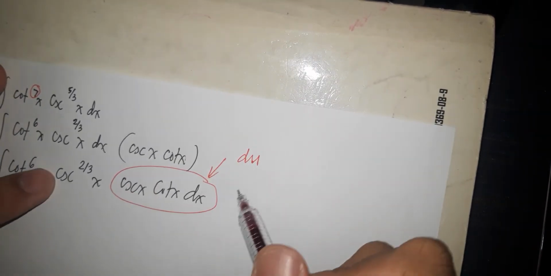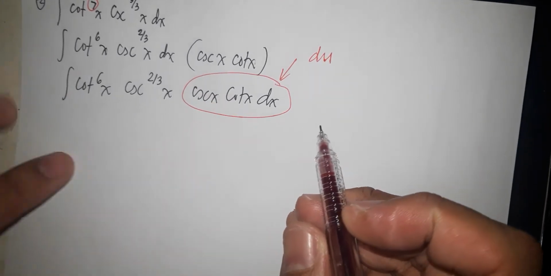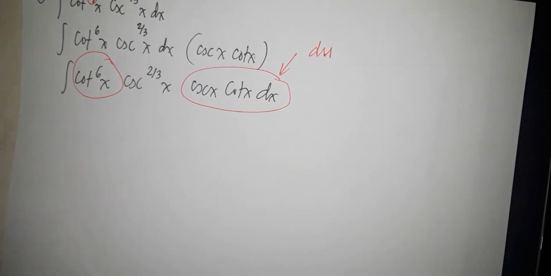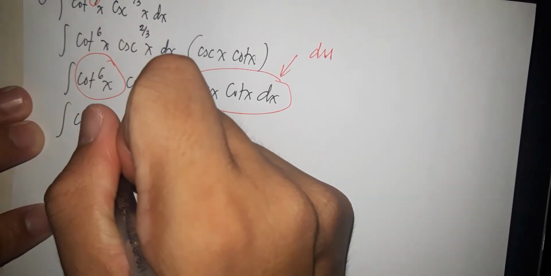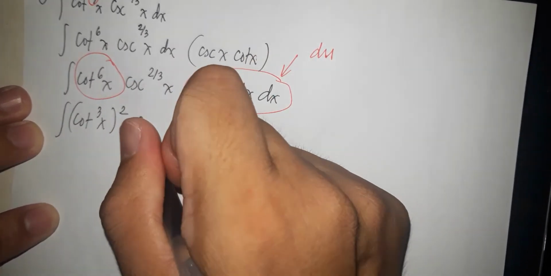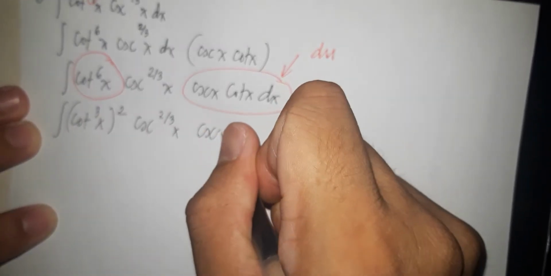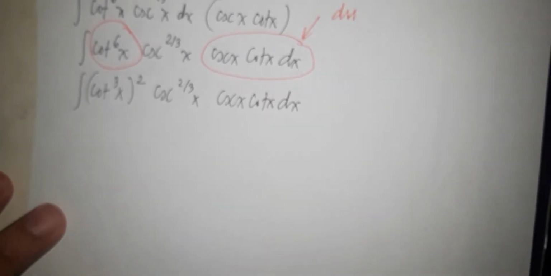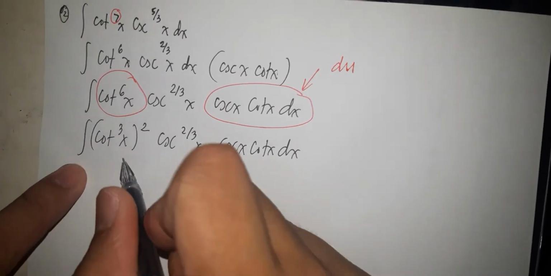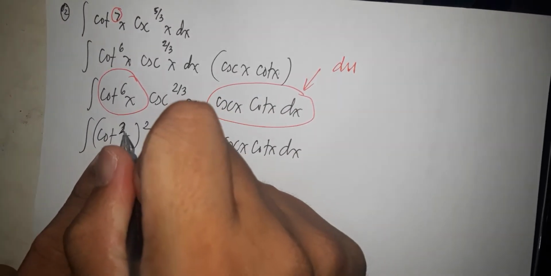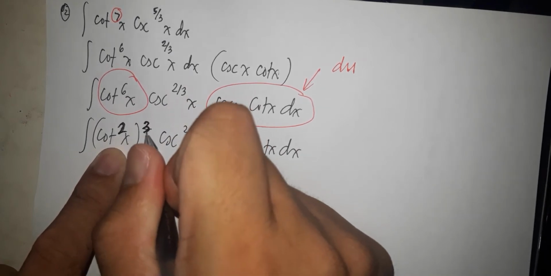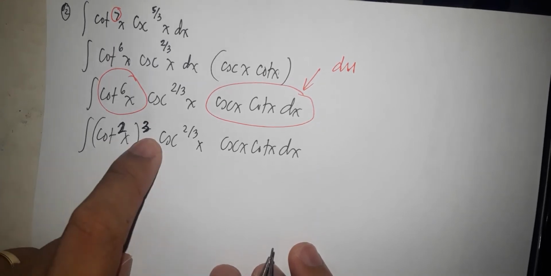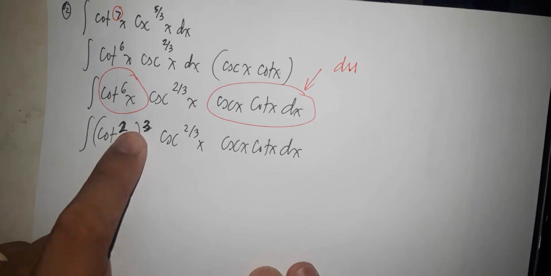Again, the function whose derivative is involved is cosecant. So the non-cosecant function must be transformed into a cosecant function. But cotangent to the 6 can be written as cotangent cube of x raised to the second power, cosecant 2/3 x, cosecant x, cotangent x, dx. What will we do now is, this can also be cotangent squared cube, because multiplication is commutative. Again, cotangent cube to the second is equal to cotangent squared raised to the third power.